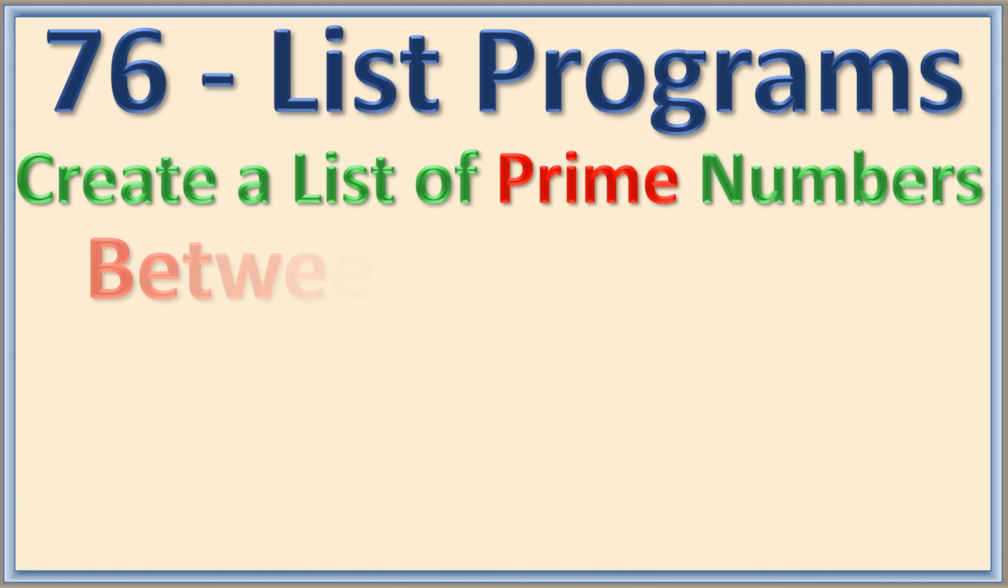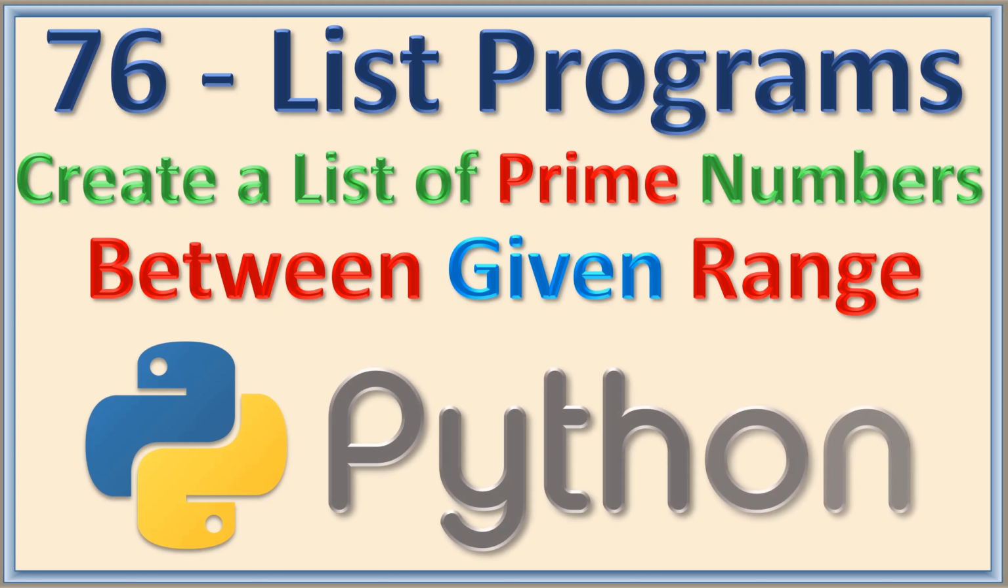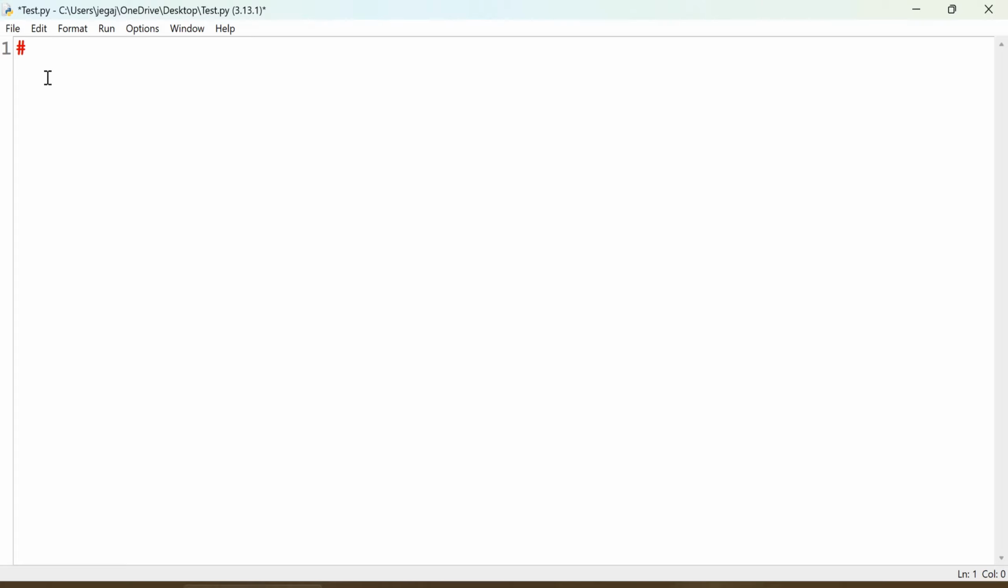In this class, we are going to create a program which will create a list of prime numbers between a given range. Let us open Python. Let us start with the command line. Create a list of prime numbers between given range.